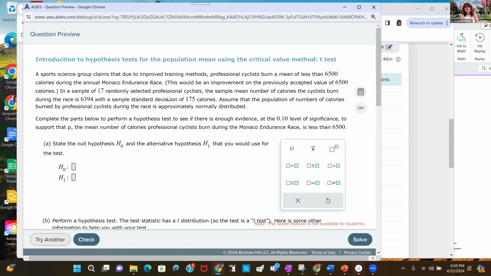All right, so a sports science group claims that due to improved training methods, professional cyclists burn a mean of less than 6,500 calories during the annual Monaco endurance race. This would be an improvement of the previously accepted value of 6,500 calories. And so they're claiming, and you can see here in the question, complete the parts. Is there enough evidence at the 10% level of significance to support that mu, the mean number of calories they burn, is less than 6,500?